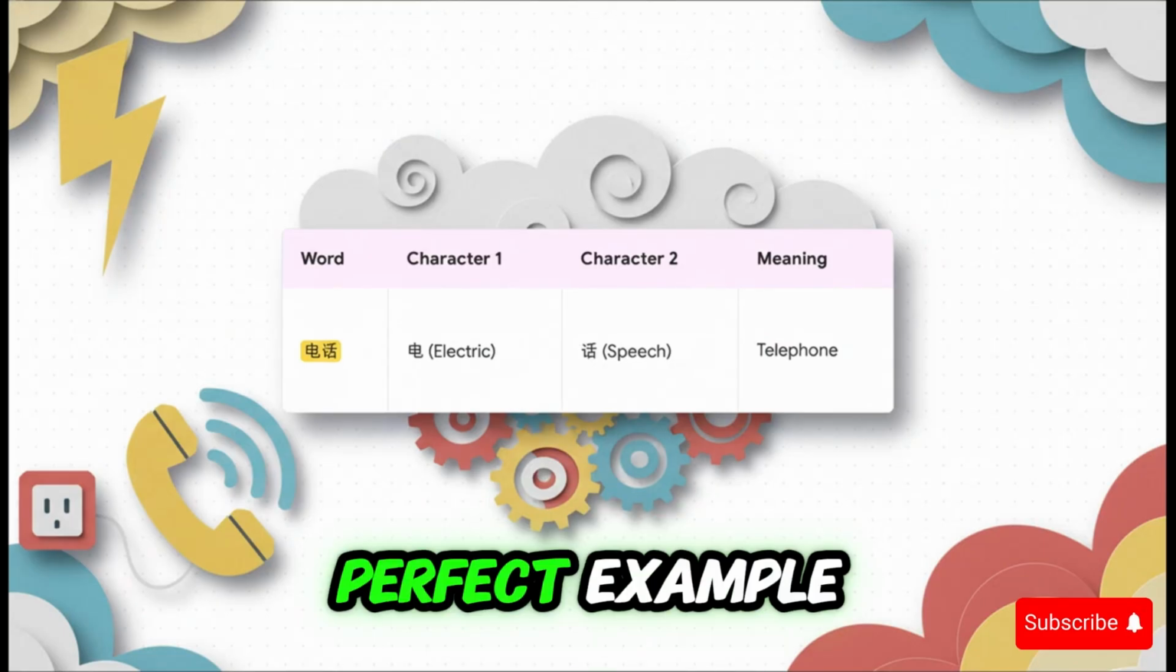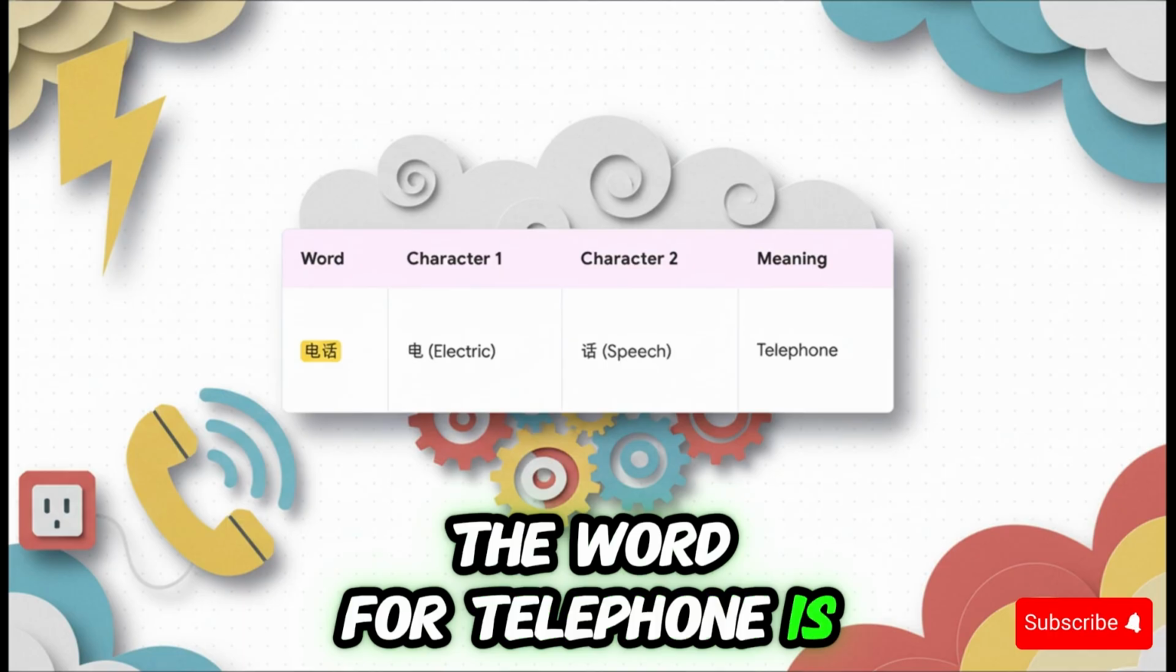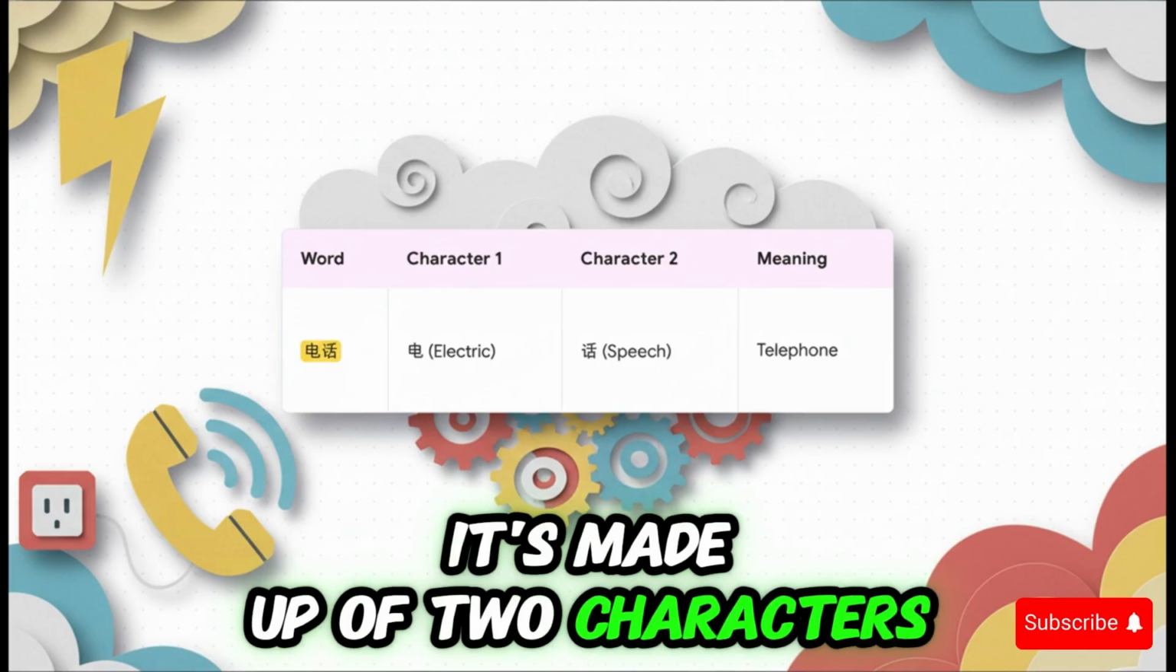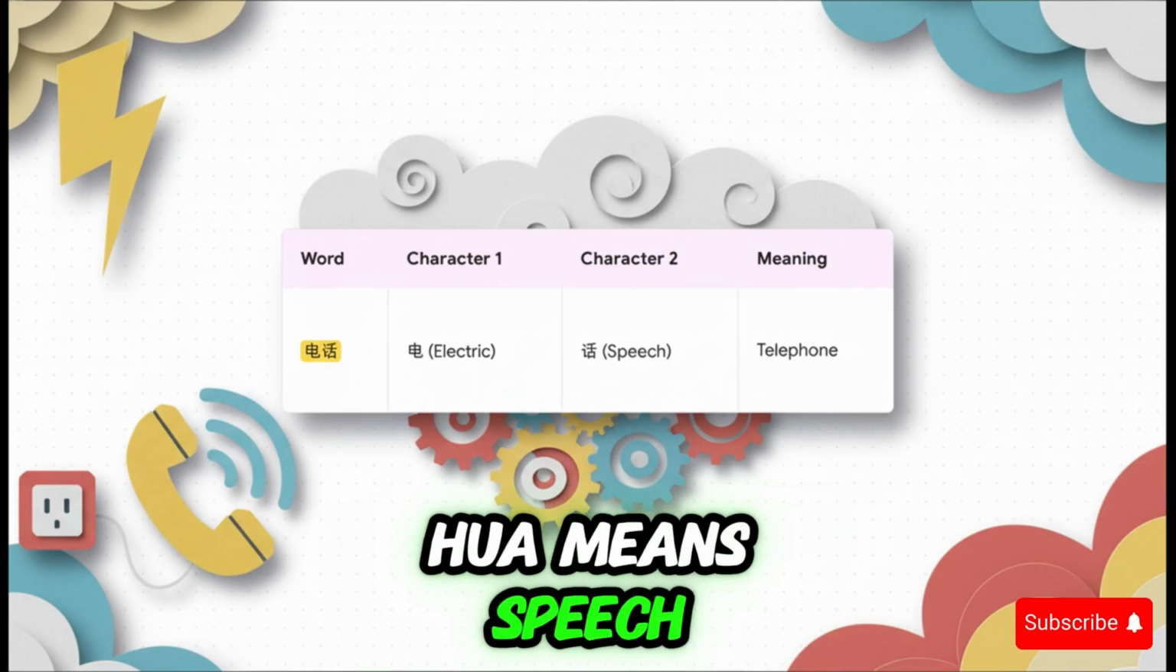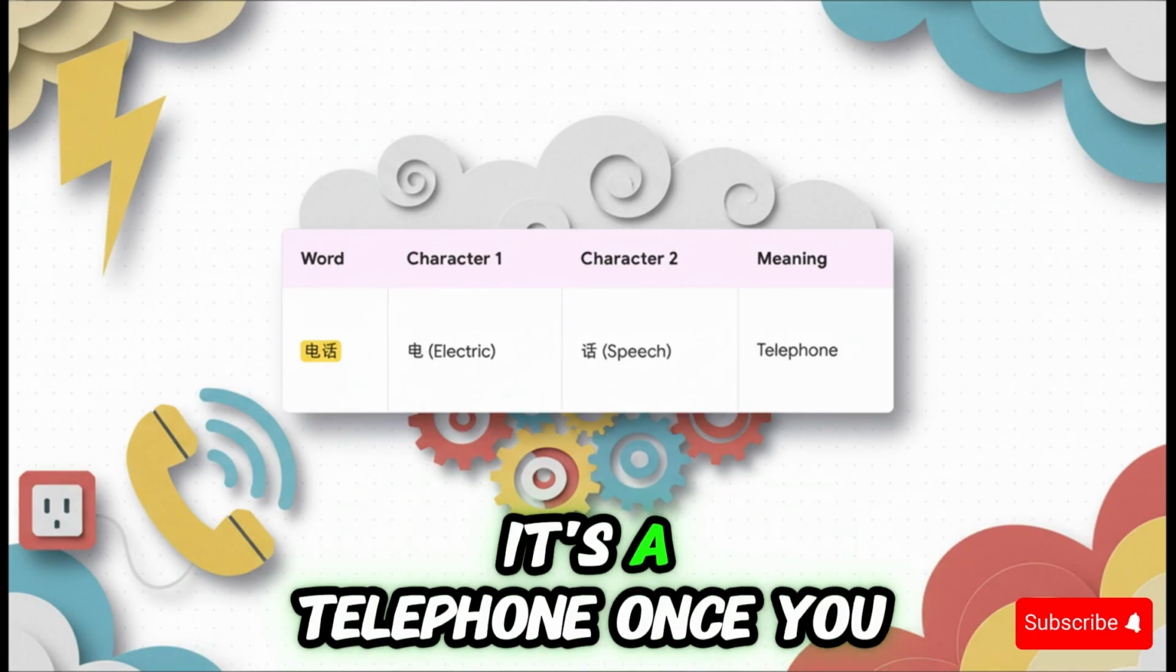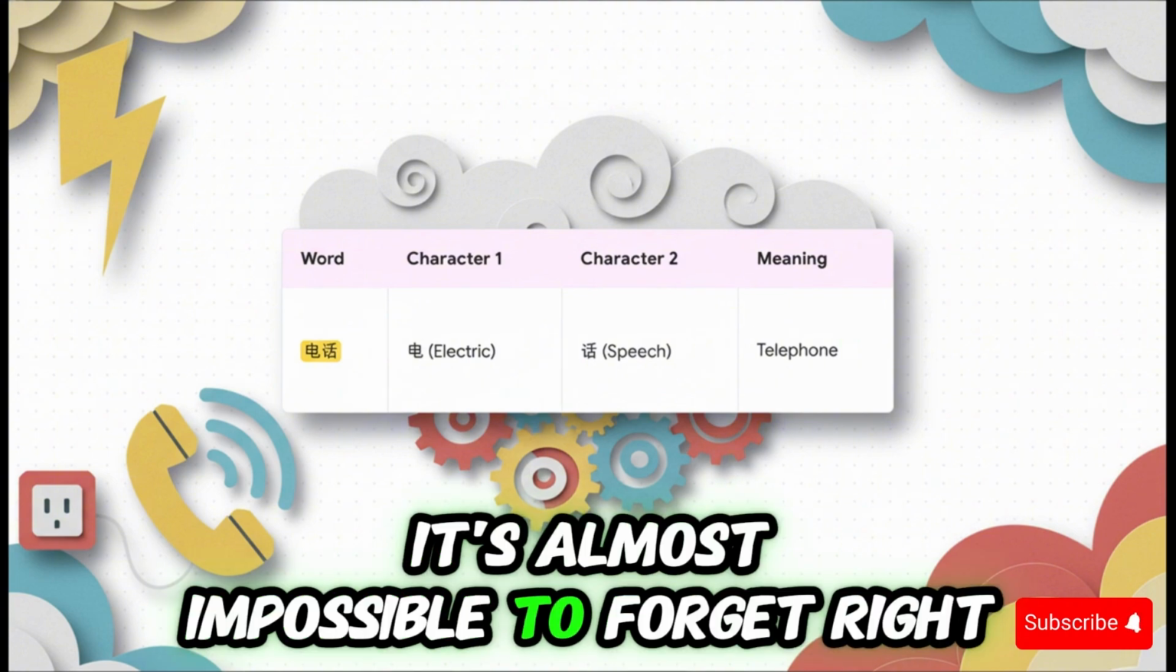When you do that, you start to see the logic behind it. Let me show you a perfect example. The word for telephone is 电话. It's made up of 2 characters. The first one, 电, means electric. The second one, 话, means speech. Put them together, electric speech. It's a telephone. Once you see that, it's almost impossible to forget, right?